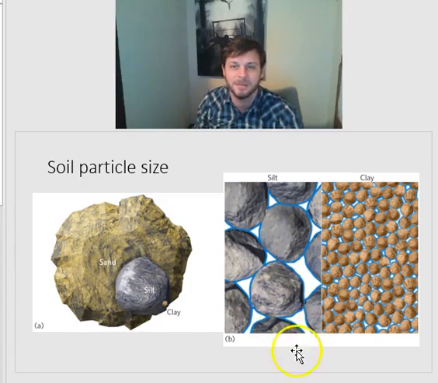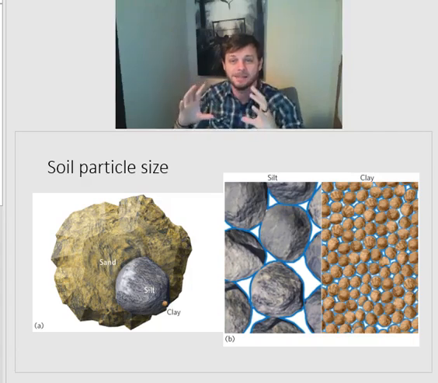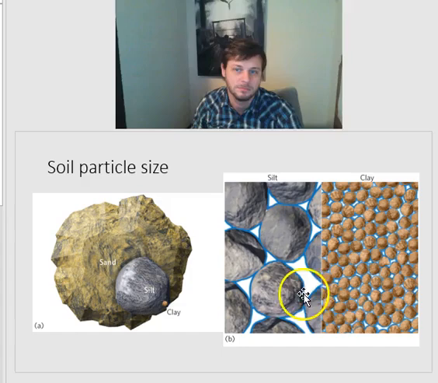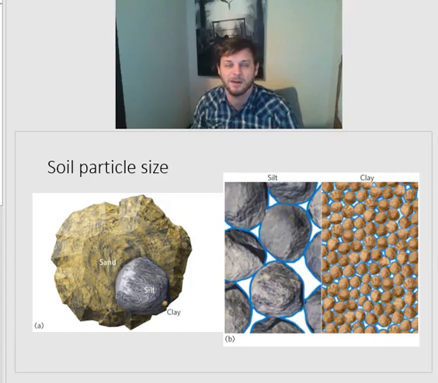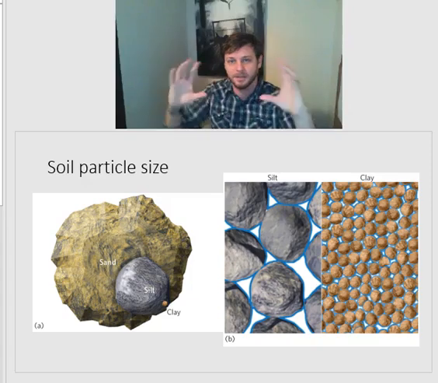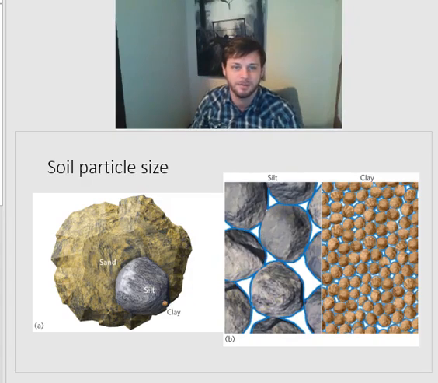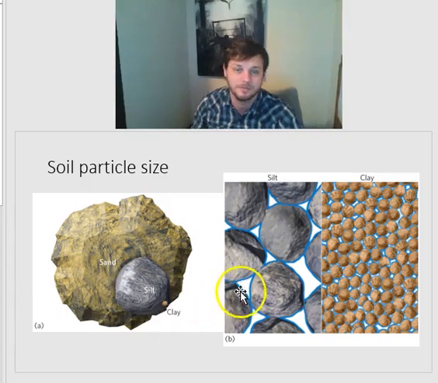So here you can see basically the water holding capacity of your silt soil and your clay soil. Which one holds more? It looks like the clay holds more, because it has the smaller surface area to volume ratio, and so it's able to get more water on its surface area versus the volume than you can with your silt. And so this one would have a higher field capacity than your silt.